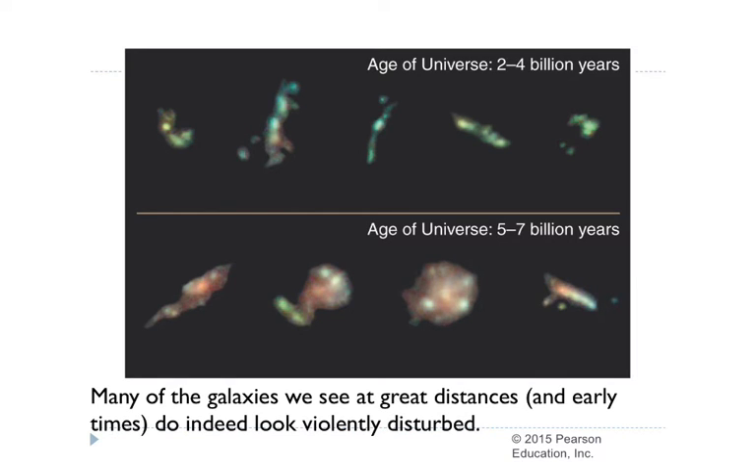And so we see that early on, 2 to 4 billion years, irregular galaxies, and even up to 5 to 7 billion years, right? Again, early on, more dense. You're going to have a lot more collision within these galaxies. They're going to be much more crowded. But we see some, even up to about 7 billion years, that are still violently disturbed, meaning that still ongoing collisions are occurring.